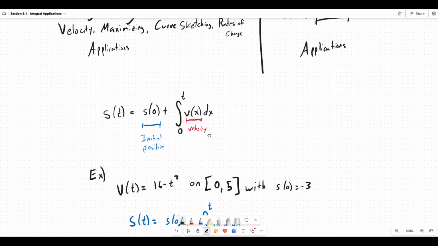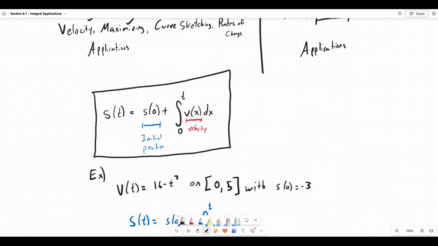So here's an example. This is a really important theorem. Actually, this is one of the fundamental theorems of calculus, sometimes called the fundamental theorem of calculus part 1 and 2. I think this is specifically part 1, but don't quote me on that, which says that the position function is the initial position plus a particular integral, where this integral goes from 0 to t.